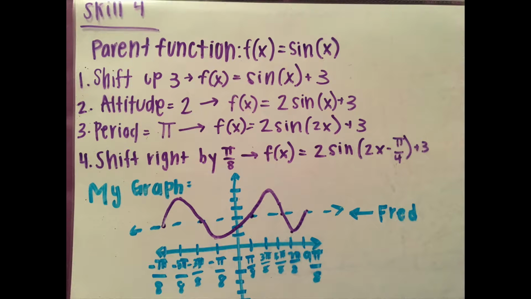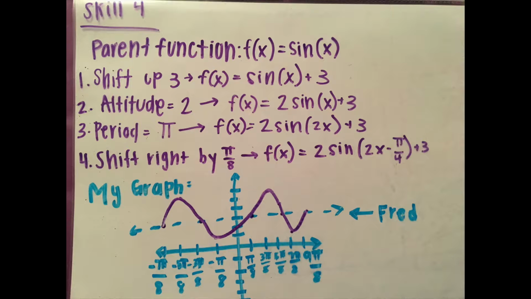And then the second thing that I did was I moved the starting point of the first period of the sine function, which was at this point at (0, 3), to the right by π/8. Now, the third thing that I did was since I knew the period of the function was π, I divided that by 4 to get the interval by which I will be labeling the x-axis.